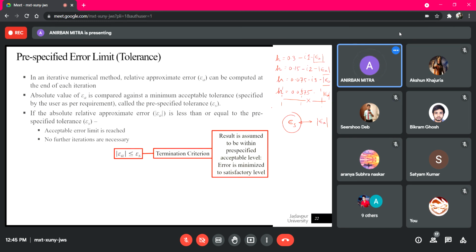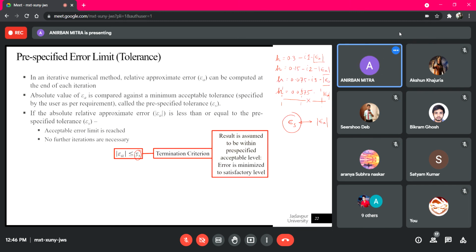That is how we continuously reduce the errors involved in each iteration, and finally how we terminate the process. Now the next question that arises is that we have to specify epsilon s. How do we know what the exact value of epsilon s should be? The answer depends on how much accuracy you want in your result.